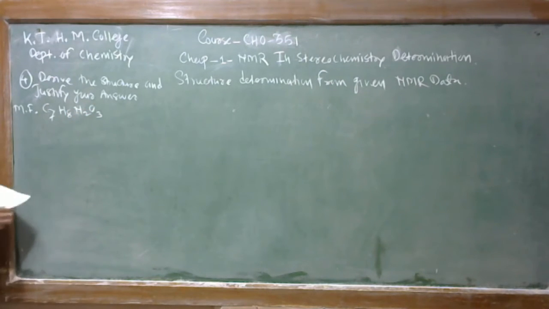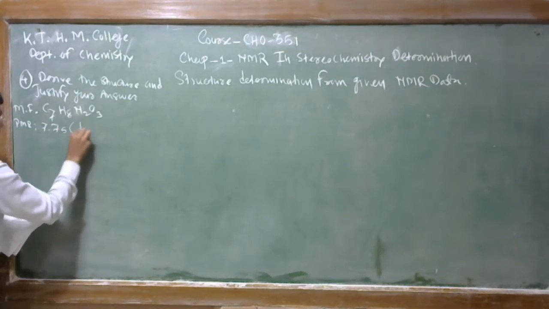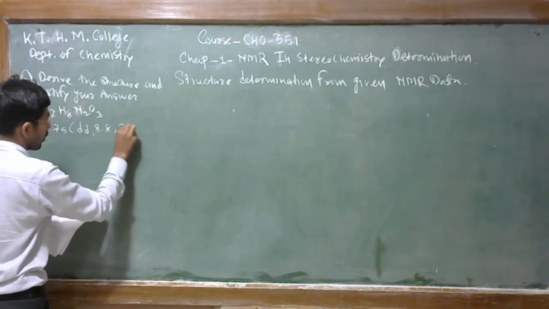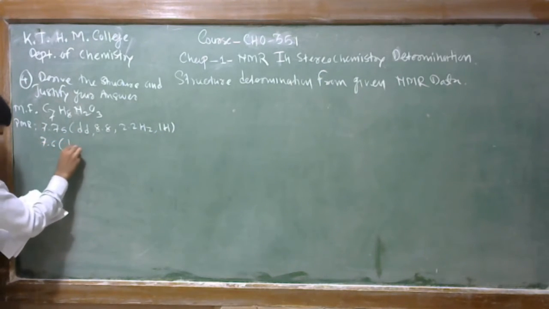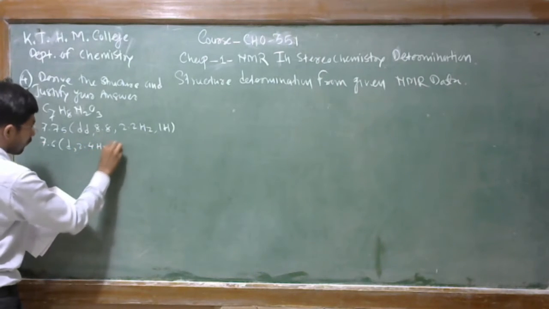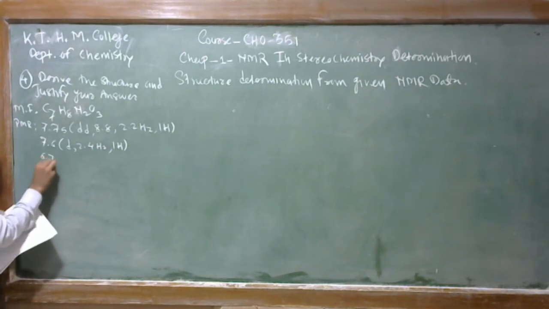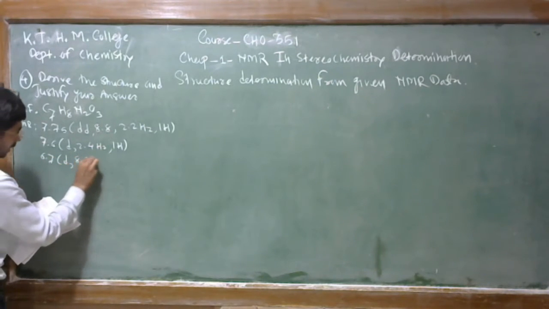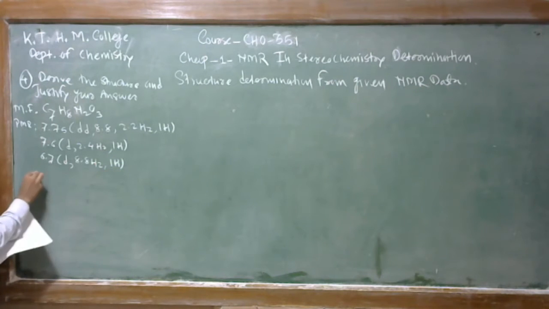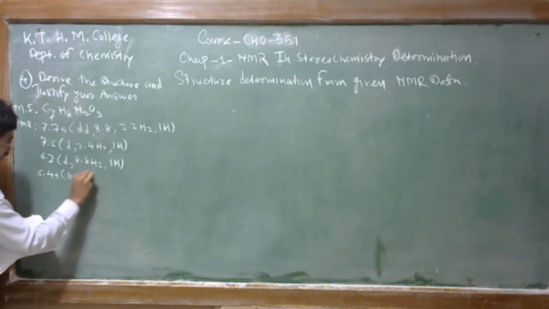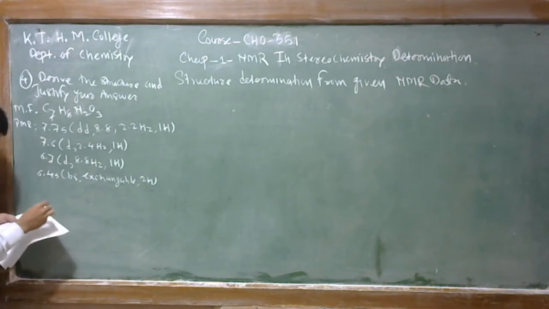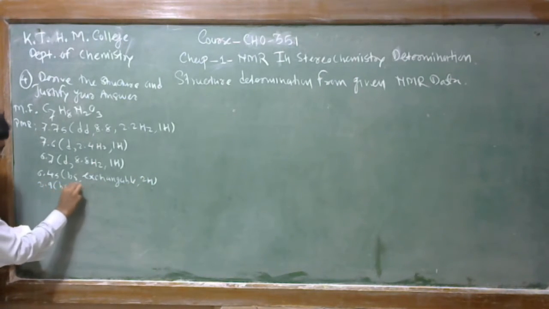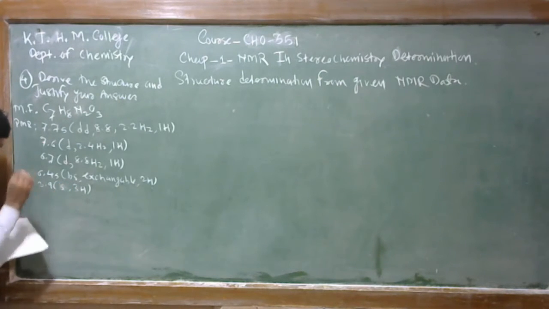C7H8N2O3. Okay. Then PMR information given: 7.75 doublet of doublet, 8.8, 2.2 Hz for 1 proton, 7.6 doublet 2.4 Hz for 1 proton, 6.7 doublet 8.8 Hz for 1 proton, 6.45 broad singlet exchangeable 2 protons, and 3.9 singlet for 3 protons. Okay.